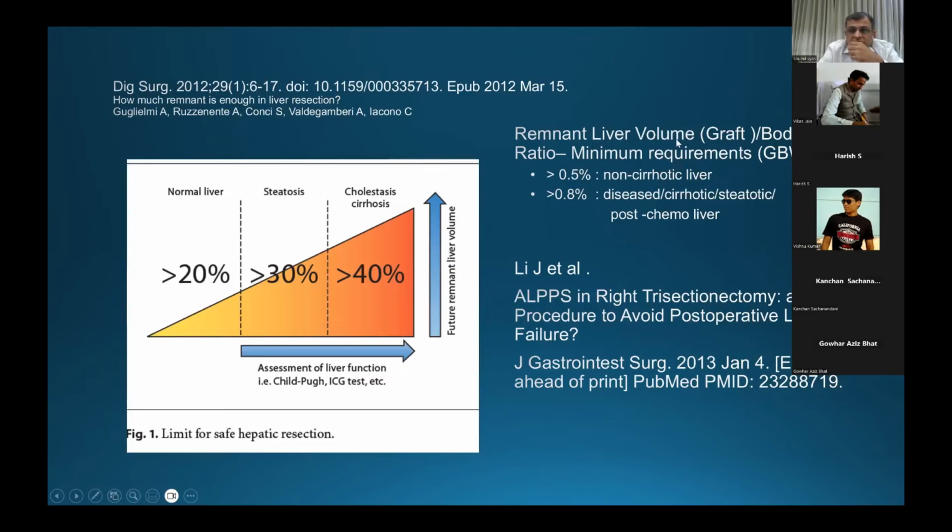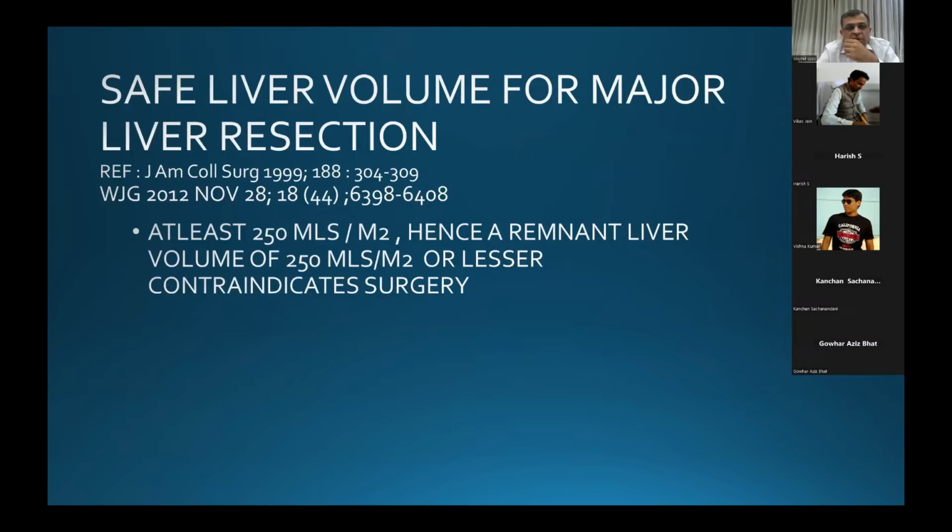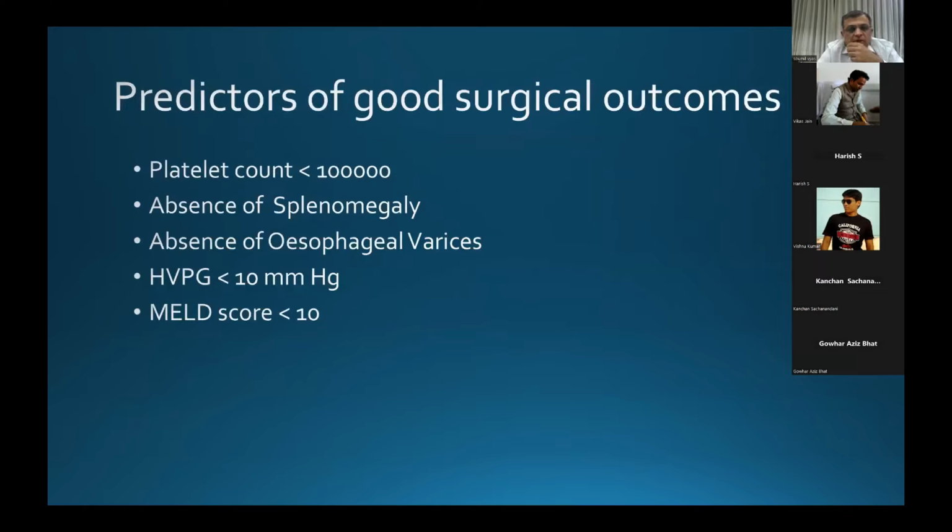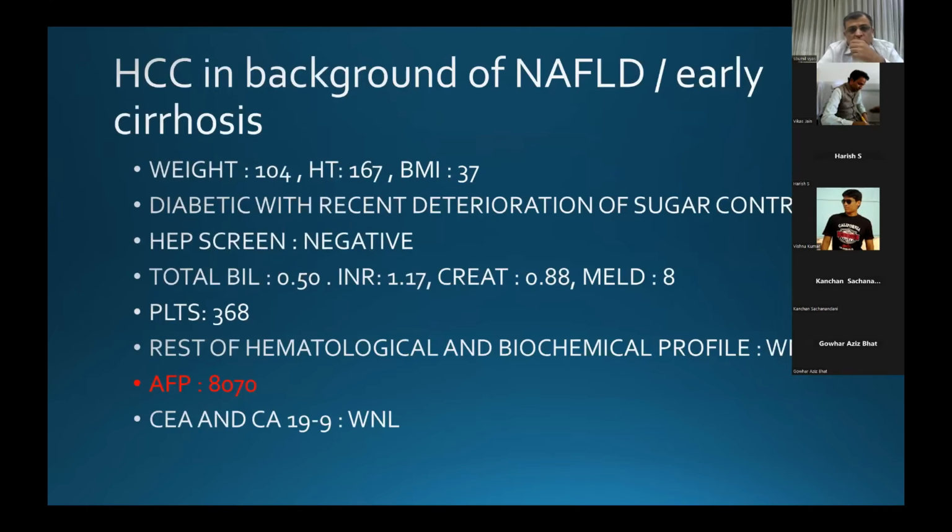And when you interpret this in terms of graft to body weight ratio, meaning the weight of the liver to the body weight, it comes to around 0.8. Now, this terminology has been adapted from living donor liver transplantation, but 0.8 of graft to body weight roughly corresponds, or actually does correspond, to 40% minimal volume of the future remnant liver. And when you translate it in terms of liver required per meter square, you require at least 250 ml of liver. And nowadays, with dedicated software on the computer, we are able to calculate the liver volumes very well on the CT scan, which gives us good predictability.